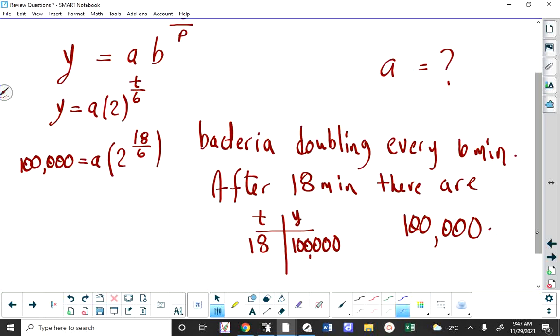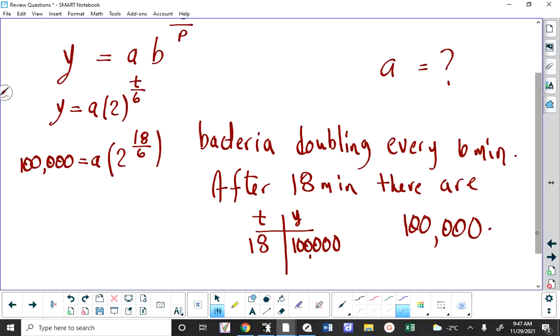The fact that 18 is divisible by 6 is maybe a mistake on my part in choosing numbers like that. It doesn't have to be divisible by 6. It could have chosen 105. Is 105 divisible by 6? No, I don't think so. Anyway, you would take 100,000 divided by 2 cubed. It wouldn't be a difficult task, okay?